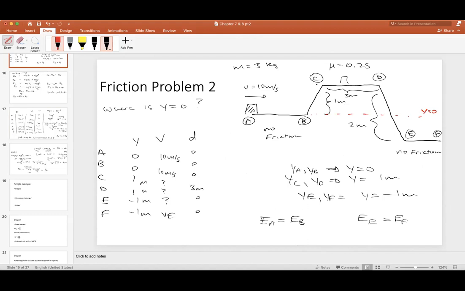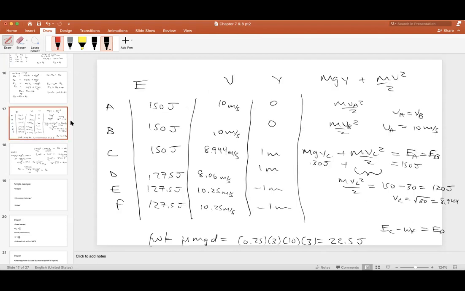The force of gravity actually does negative work on it as it goes up, so it loses 30 joules, but it's still stored in there. So it goes into the potential energy of gravity. And we say that the energy at C is the potential, 30, plus the kinetic, 120 joules. And then we just solve for what that is. We solve for that here.